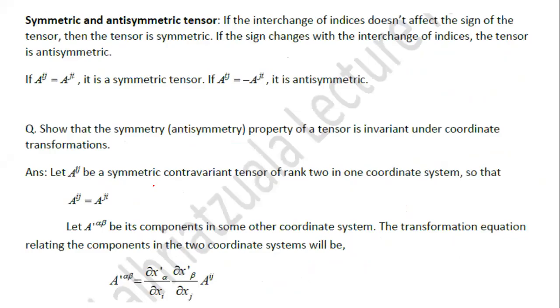So now let us move on to symmetric and antisymmetric tensors. I somehow have a hiccup.